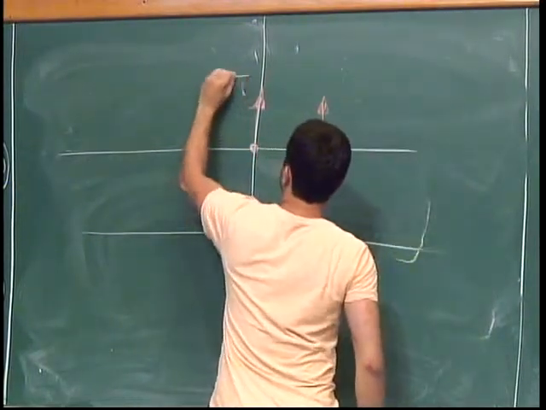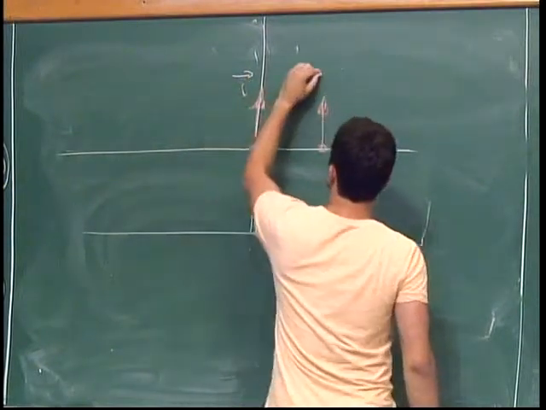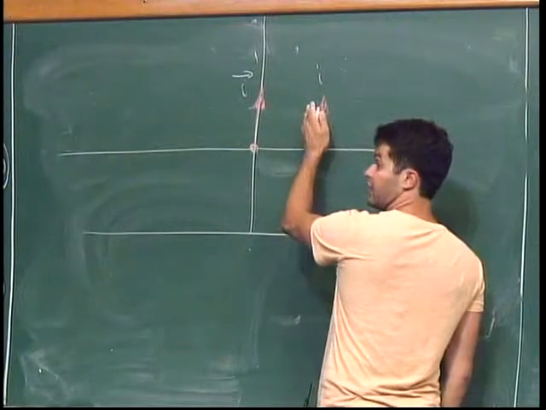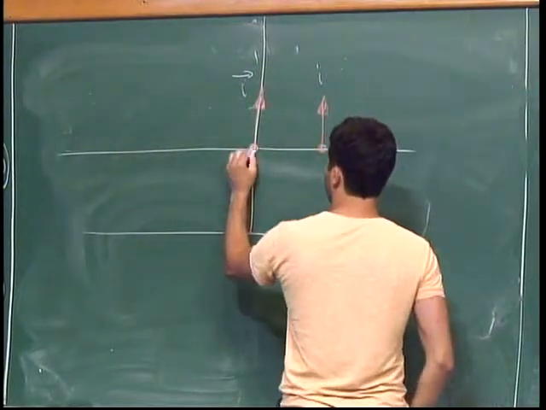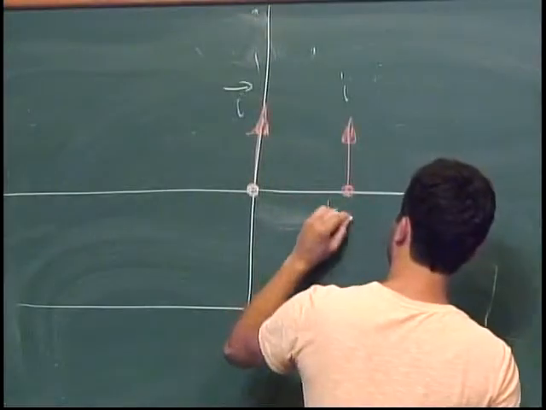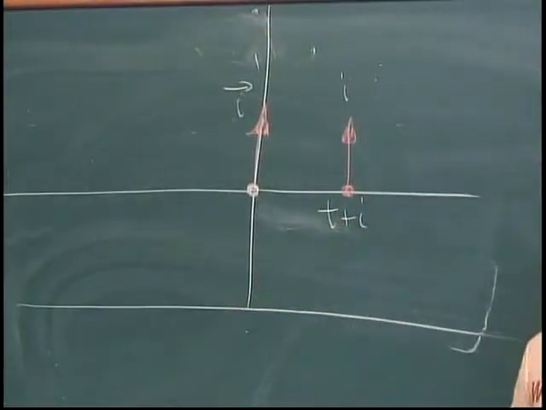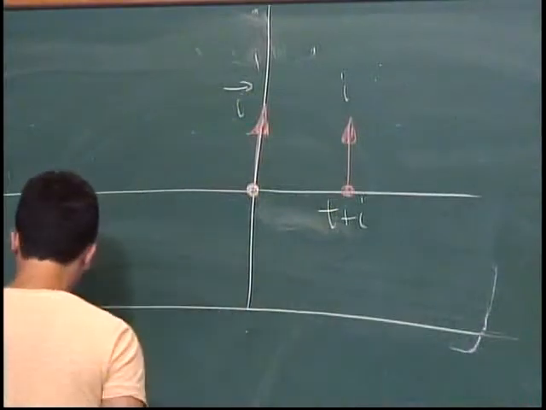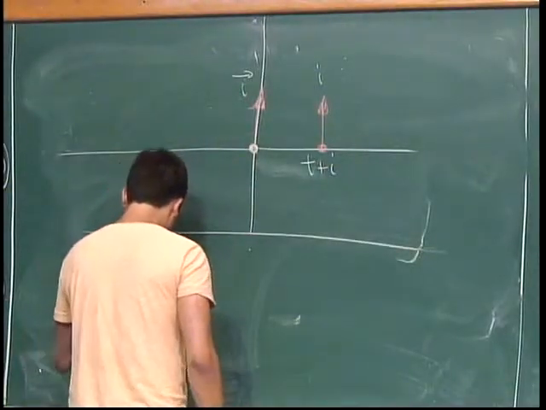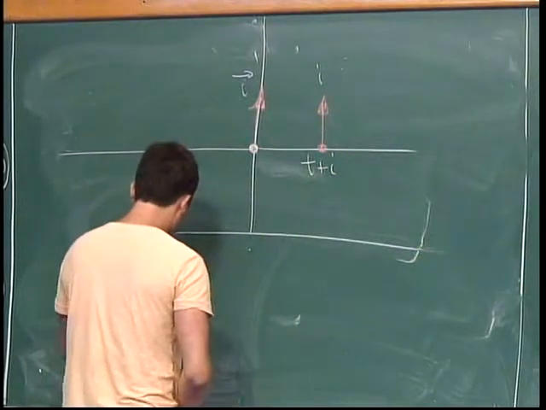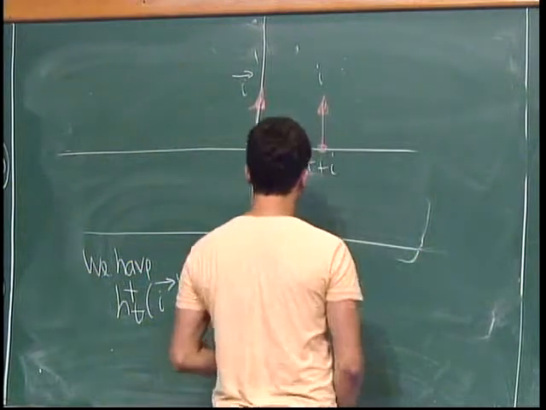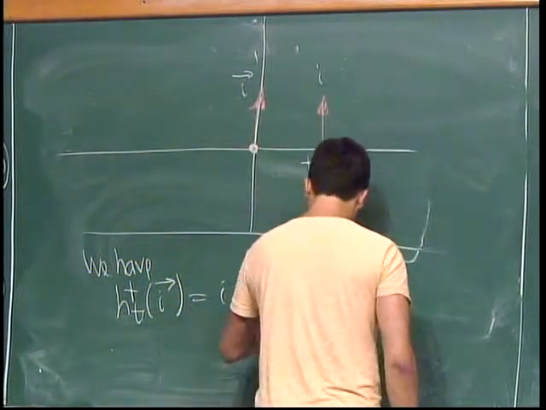So what it does is to send the vector I to a vector which is again pointing upwards. It is a unit vector in the Euclidean metric, but now instead of having basis on the point I, it has basis on the point t plus I. Okay? So we have that h plus t of the vector I is equal to the vector I, but now with a different base point, t plus I.